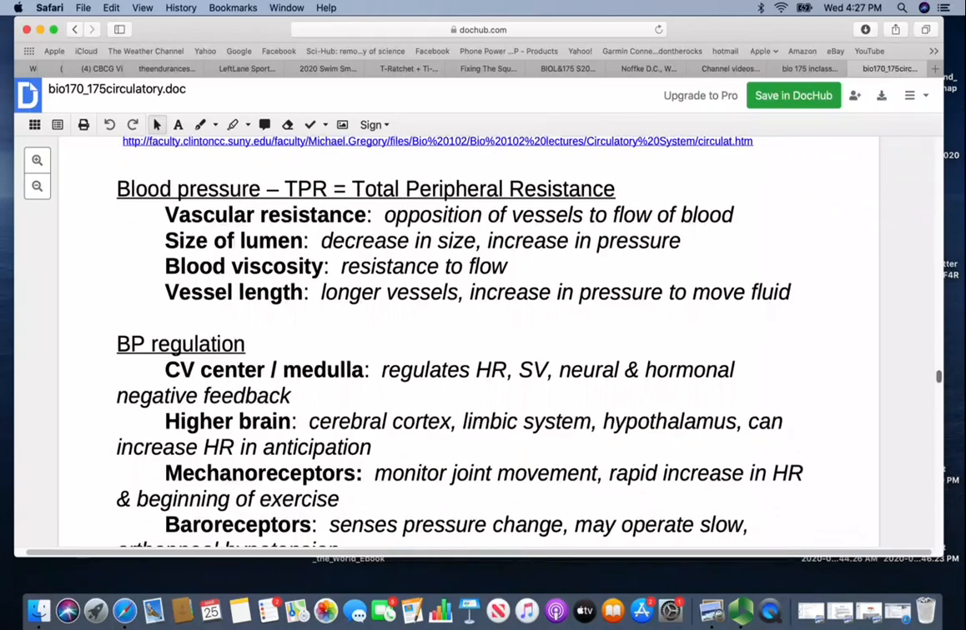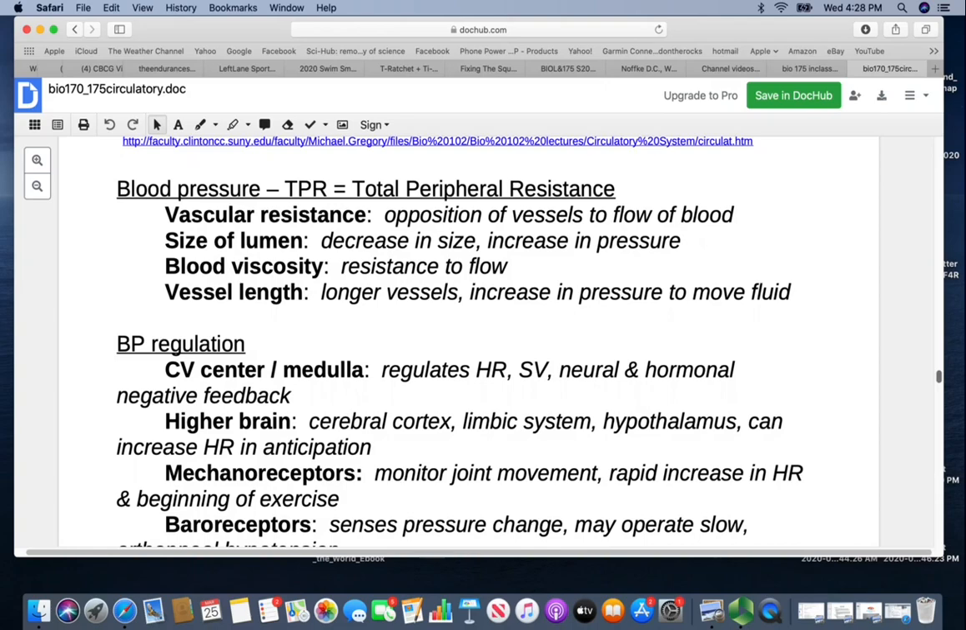So another component of blood pressure is your total peripheral resistance. So your vascular resistance is the opposition of the vessels to having blood flow through them. So this may seem a little bit odd when that's the purpose of having the vessels, but anytime you have something flowing over another surface, you will usually have some resistance to flow. So there's three things that are going to influence this. The size of the lumen is one of them.